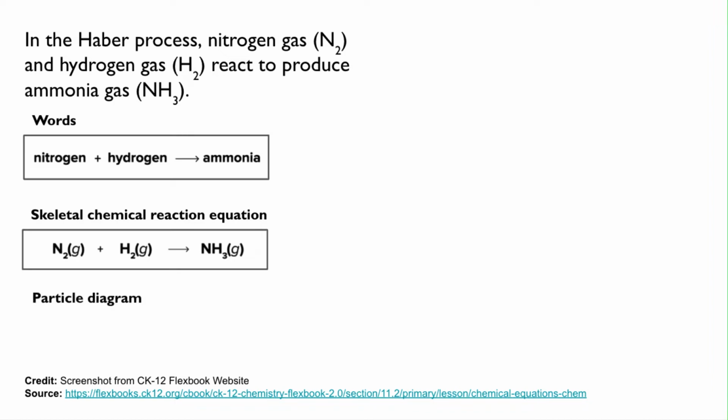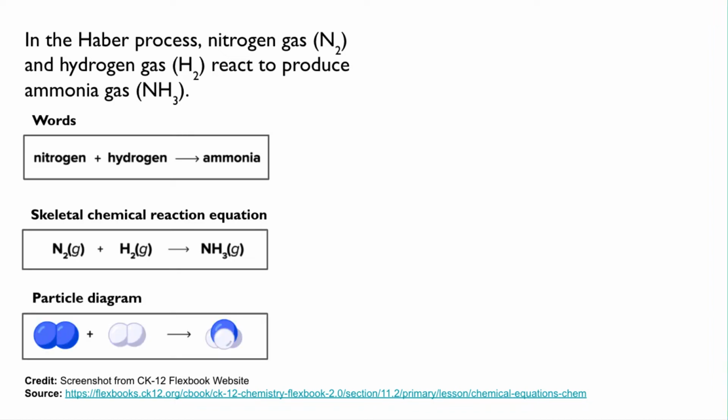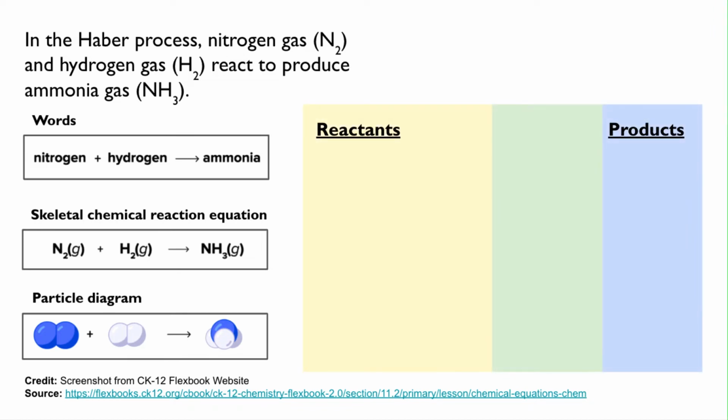And then finally, we can visualize this as a particle diagram. This is my personal favorite way to visualize. I can use blue circles to represent nitrogen, white circles to represent hydrogen, and I can sketch myself a particle diagram showing that when two atoms are chemically bonded, they're drawn as touching each other. My reactants, like I said before, are all of my chemicals that are on the left side of the reaction arrow. My products are on the right side.